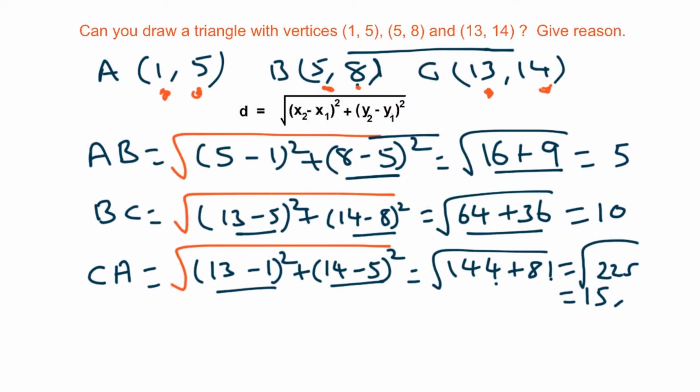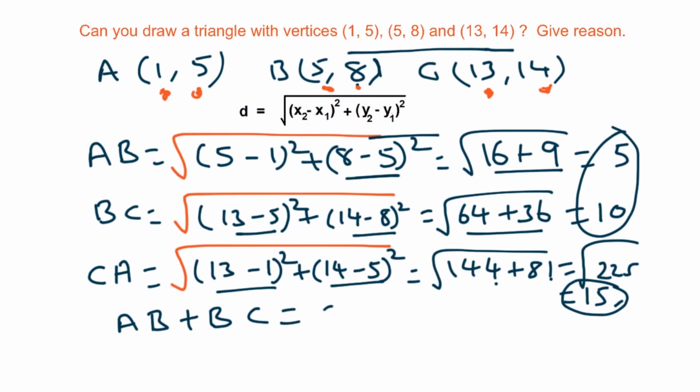Now if you see, the sum of these two sides, 5 and 10, is equal to 15, meaning AB plus BC is equal to CA. So hence this will be a straight line. You cannot form a triangle with it.